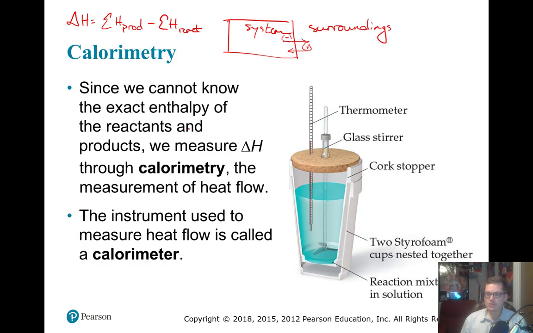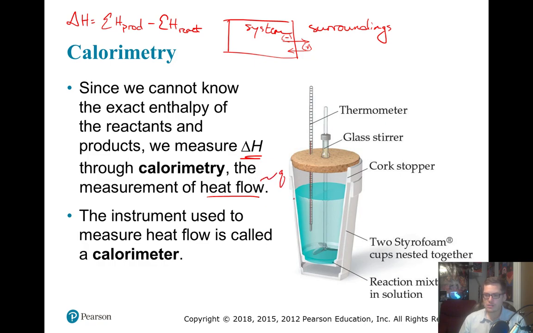But what we can do is use what's called calorimetry in order to find the delta H of our system. When we're doing this, what we're really finding is the heat flow. Really heat is flow, so this kind of means the same thing. And remember, this is going to be our Q value.